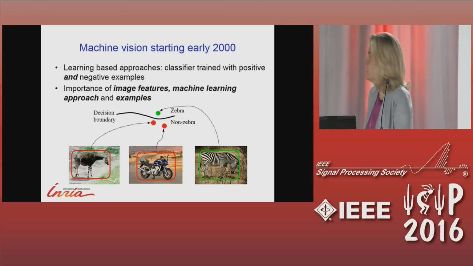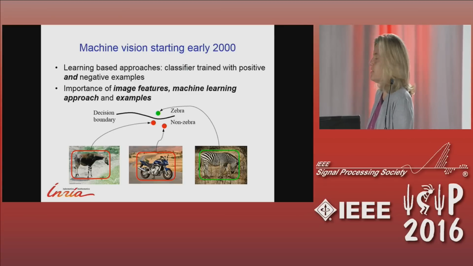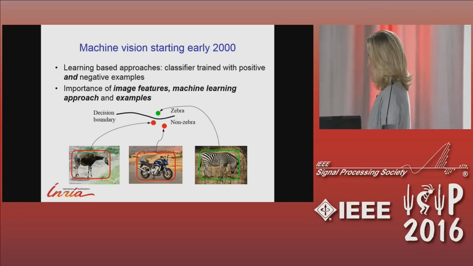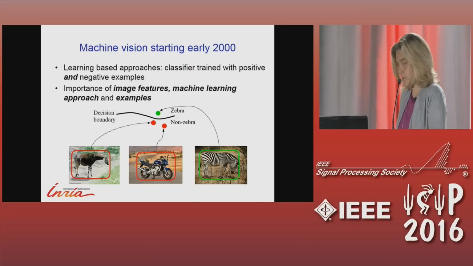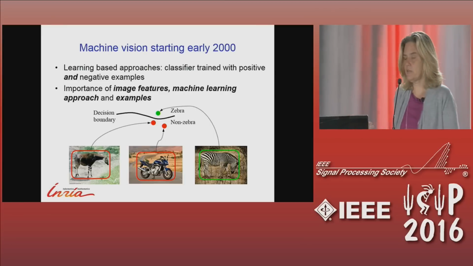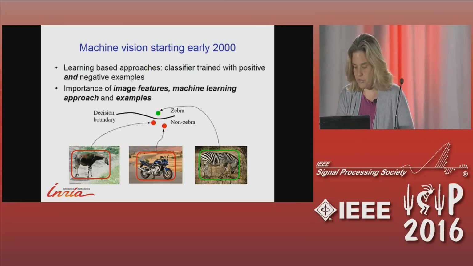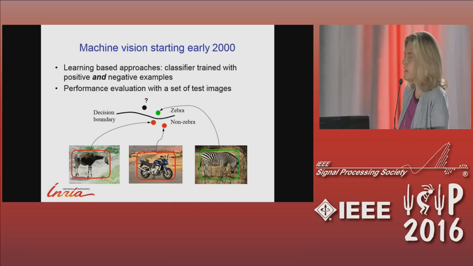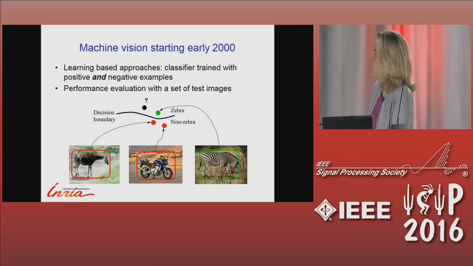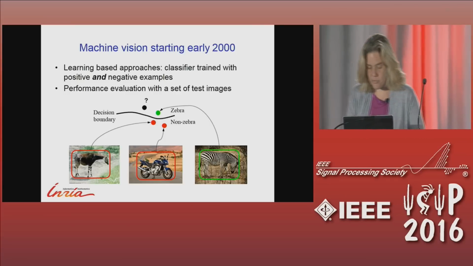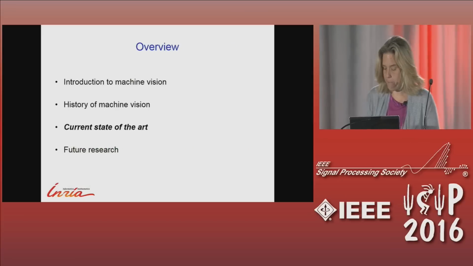And what's important here was how do we construct the appropriate features? So the research question was, how do we construct the appropriate features? What are the best machine learning techniques? And then something which became more and more important over time, what are actually good examples to capture the variability of the visual world? And then what do you do once you have learned this classifier? Then you can measure the performance based on a set of test images. So that's the way you always evaluate the performance of what you have learned.